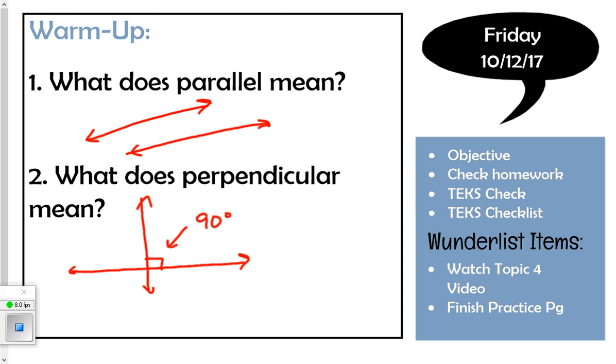So again, parallel, lines never touch. You can kind of look at these two L's in the word parallel for a reminder of that. And then perpendicular is when they meet at a 90-degree angle. So our objective today is to be able to identify parallel and perpendicular slopes. Hopefully you've already checked your homework in Schoology and taken a teach check, and then we'll do our notes.